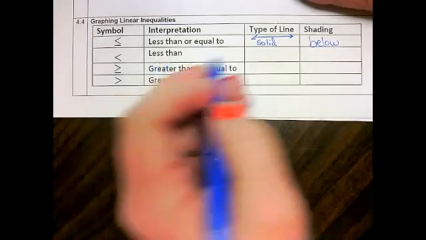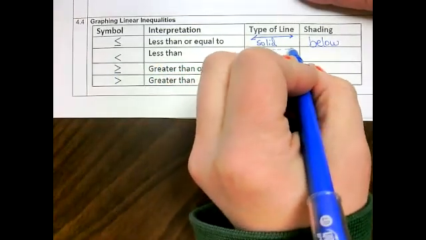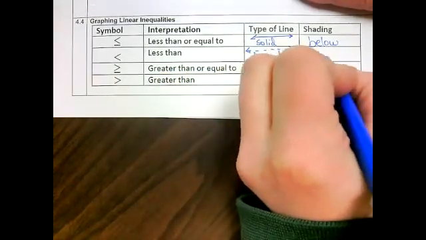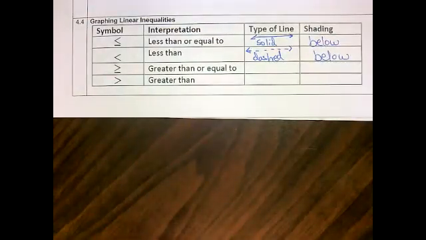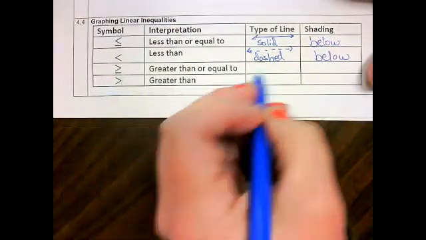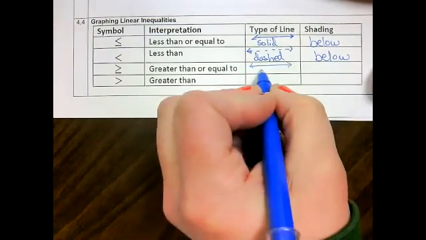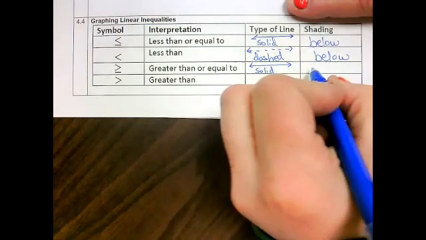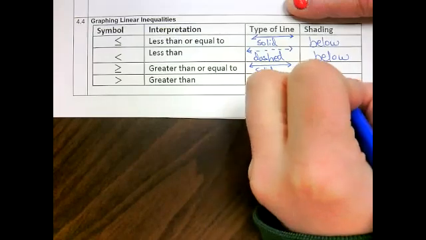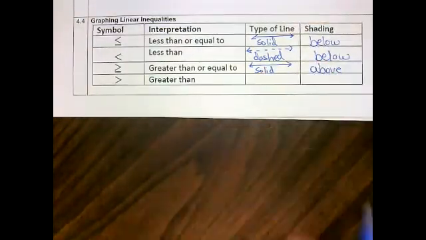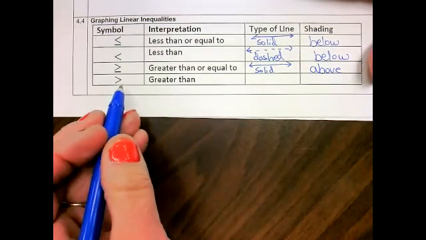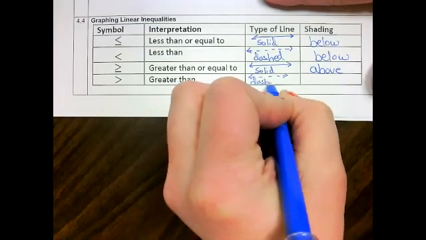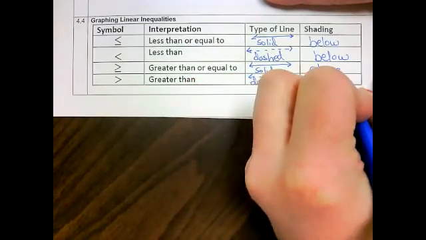Our next symbol is less than. Because the symbol less than does not include the line, it's going to be a dashed line. And we're still going to shade below because it's less. Greater than or equal to is going to be a solid line. Anytime it's got the equals to, it's a solid line because that means it can include any of the points on that line. But greater than, we're shading above the line, and I'll explain what this shading means in a second. Then our last symbol is greater than, and that's going to be a dashed line. And our shading is also above.